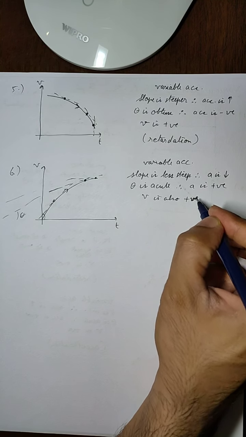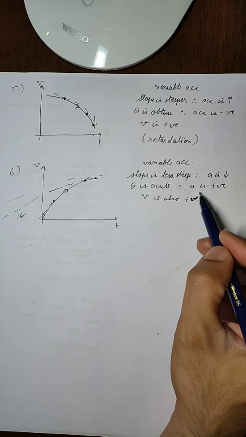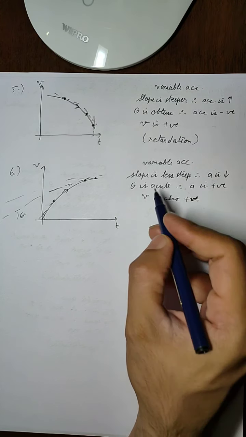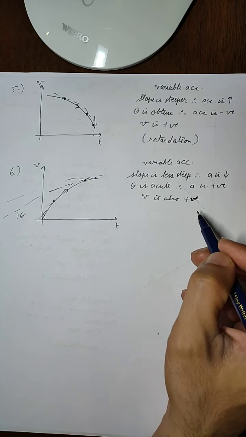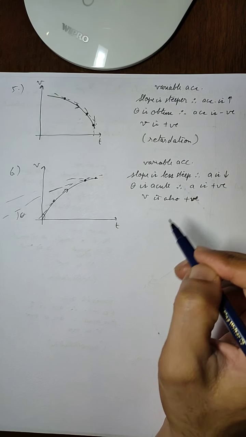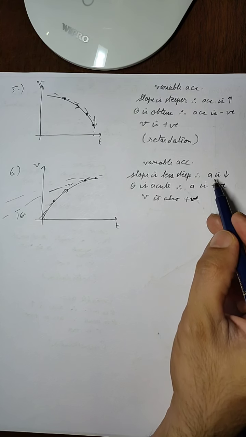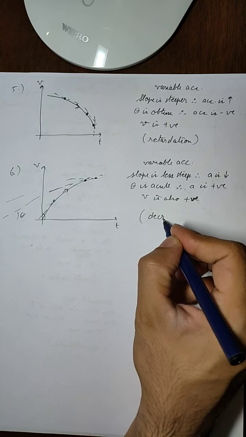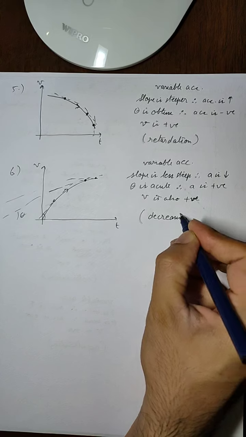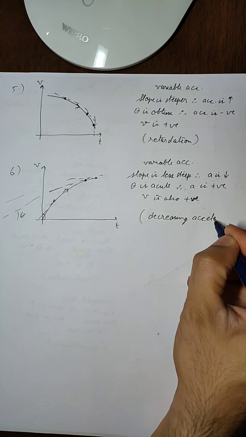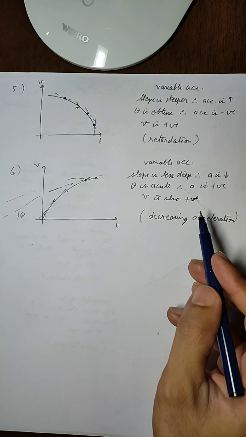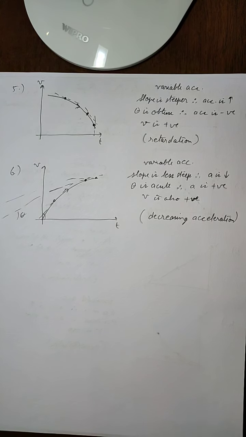So this becomes a very special case. This acceleration and velocity both are positive, but the acceleration is decreasing. So although velocity is increasing with time, it is increasing at a lesser and lesser rate because the acceleration is decreasing. So this becomes a special case of decreasing acceleration. Now it is not retardation. There is a positive acceleration, the velocity is increasing, but the rate at which the velocity is increasing is decreasing with time.